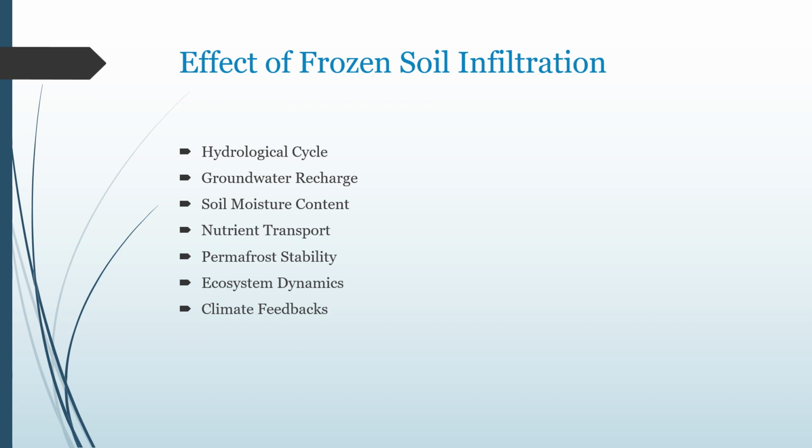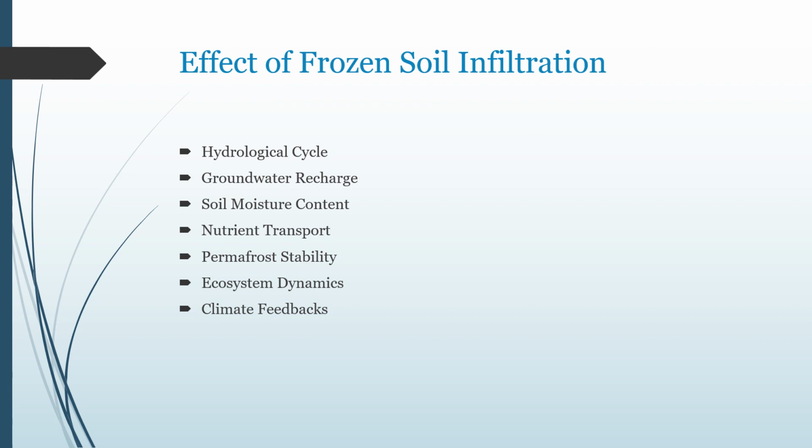Now the next is permafrost stability. Frozen soil infiltration is closely linked to the stability of permafrost, which is permanently frozen ground. Permafrost acts as a foundation for ecosystems in cold regions and supports structures such as buildings and infrastructure. Changes in the infiltration pattern due to climatic variation can lead to alteration in permafrost stability.